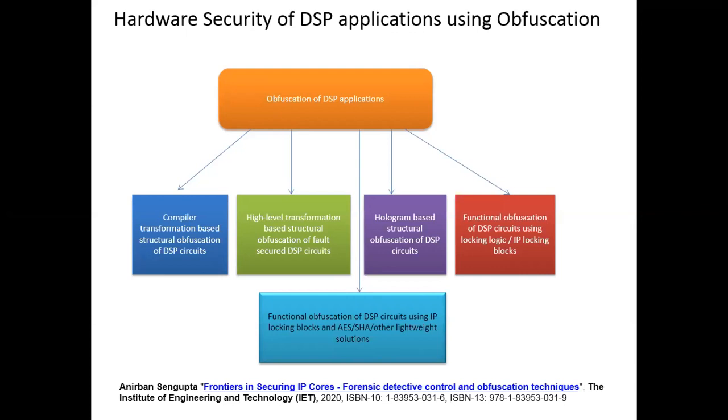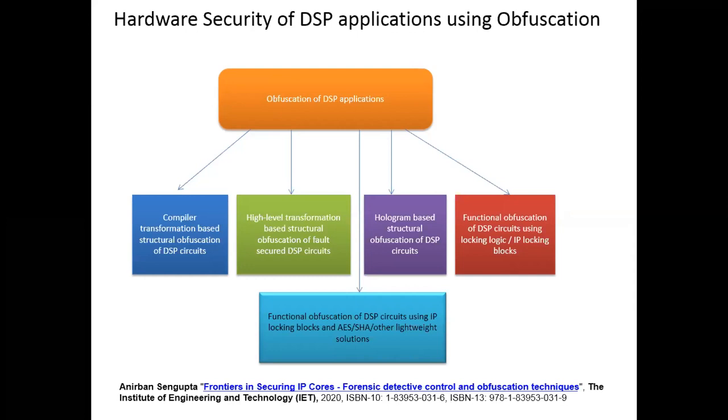And as I said, obfuscation is responsible for thwarting the reverse engineering process and thereby trying to prevent the insertion of covert or hidden backdoor entry trojans. It can be done using one of these methods or a combination of them. The first is known as compiler transformation based structural obfuscation of DSP circuits. Here, DSP circuits are those types of applications which are mostly data intensive and therefore are hardware accelerators in a sense. The second is high level transformation.